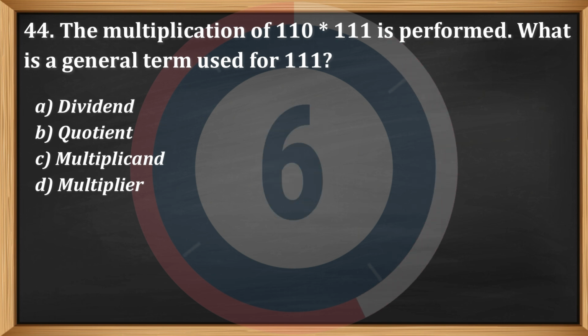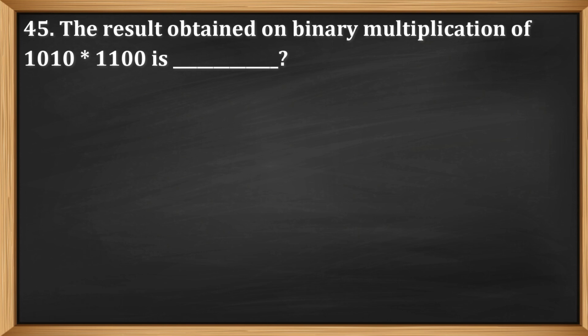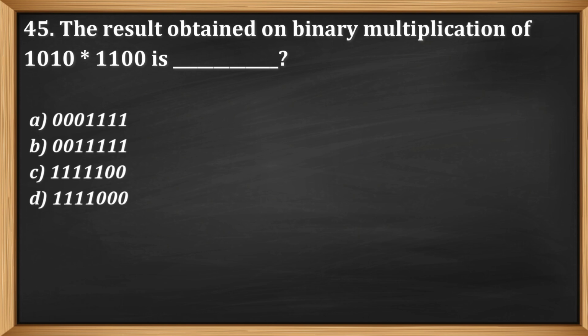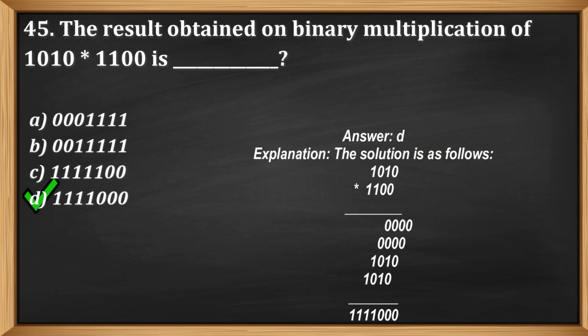The multiplication of 110 into 111 is performed. What is a general term used for 111? Option D, multiplier. The result obtained on binary multiplication of 1010 into 1100 is option D, 111000.